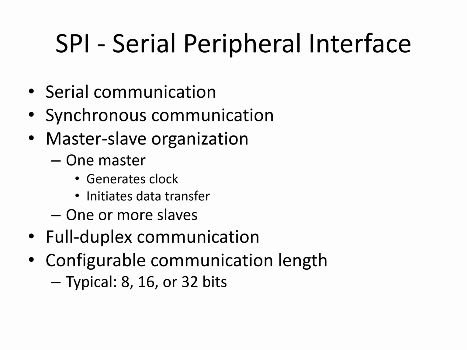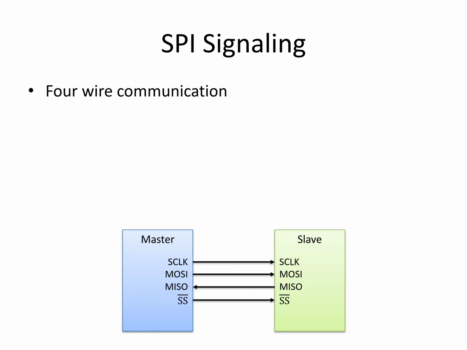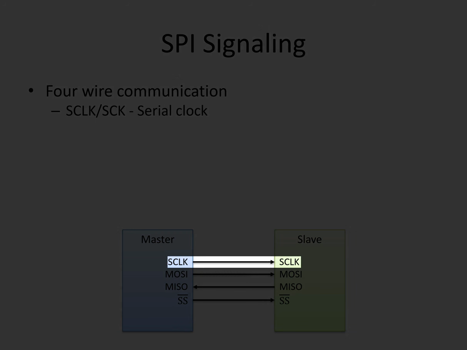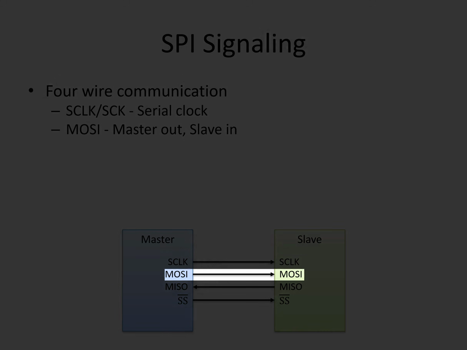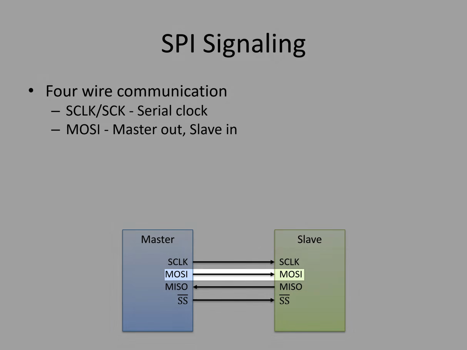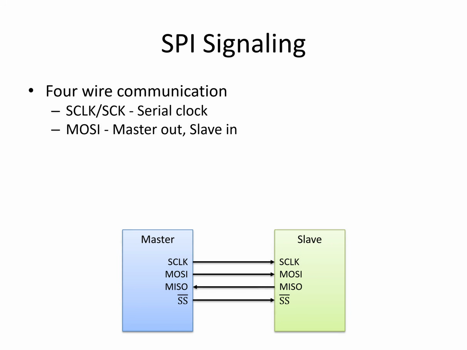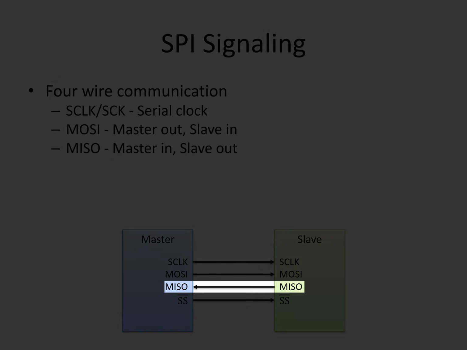When it comes to signaling for the SPI protocol, SPI uses 4 wires by default for communication. The first of these is the clock signal, often referred to as the serial clock. This is the clock generated by the master and sent to the slave to synchronize communication. The second signal is often referred to as the master out, slave in. This is the signal where data is sent from the master to the slave. The third signal is the master in, slave out, which is basically the opposite of the master out, slave in. So this is data being sent from the slave to the master.